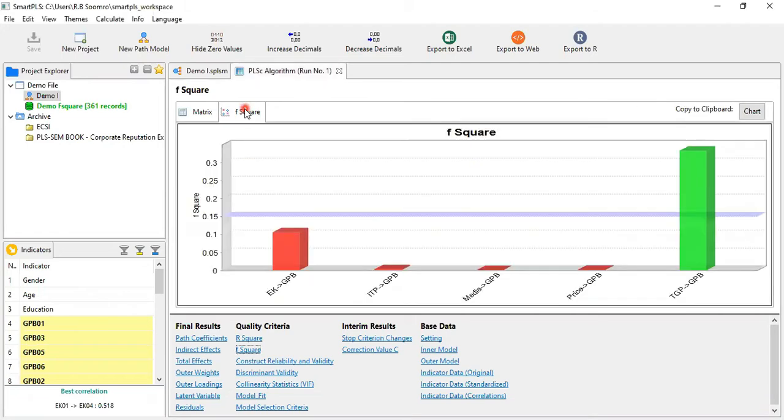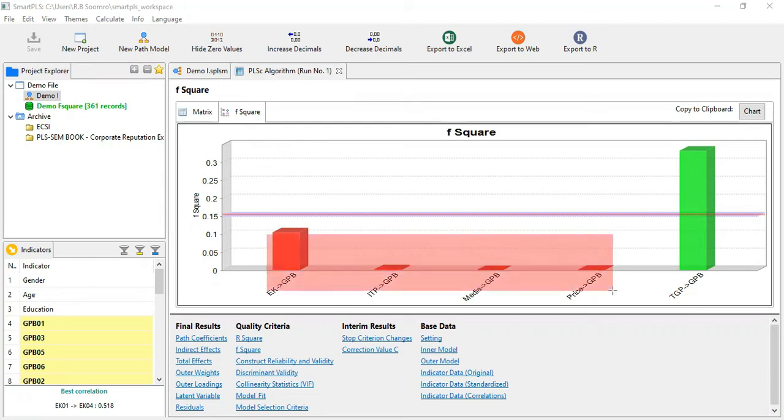The benchmark is here in the graph. The beauty of SmartPLS is that it always provides the benchmark along with this one. So now the 15%, or 0.15. The relationship between the TGP and green purchasing behavior is higher than 0.15. That's why it is in green, and the rest are in red colors. Their impact is less than 0.02. So EK, GPP, ITP, GPP, and all these are. That is the reason behind the different colors which we are looking at here.